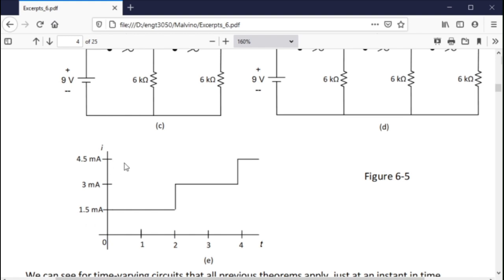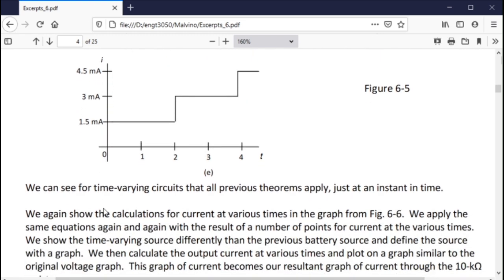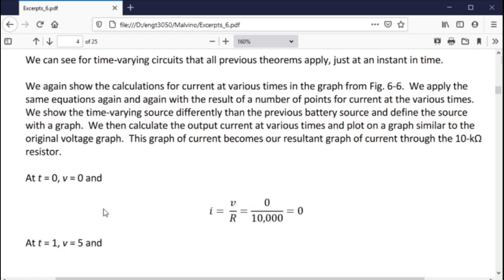Here it is with the first 6K, then the two 6K in parallel, and then the three 6K in parallel. So you graph it at each step. So it's a three-step problem. You have to figure out the problem 3 times instead of just once. Other than that, it's the same problem.